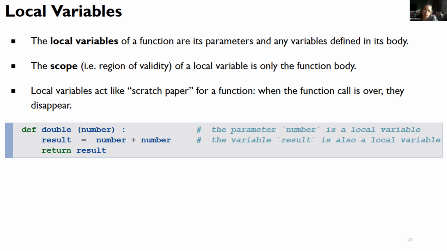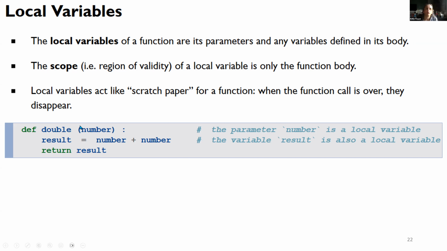That's just the definition. So here it is, it's called number. It's an input parameter, which we recognize because it's inside the parentheses and it's in our definition line. And so number is a local variable. Now we also have this variable called result. Result equals number plus number. So result also was a local variable because it is defined inside the function.